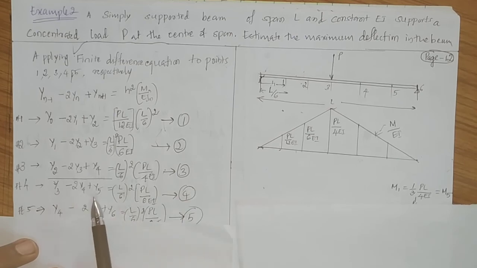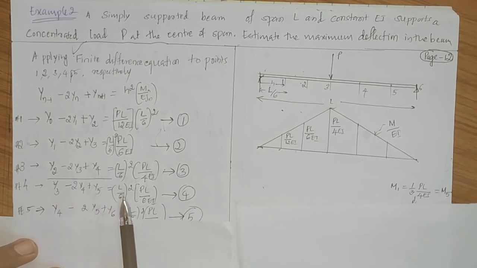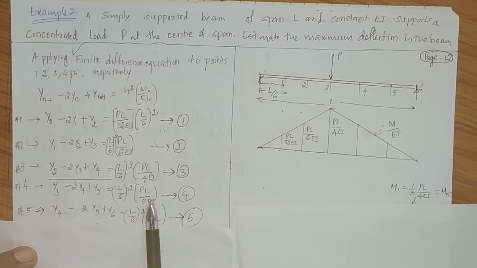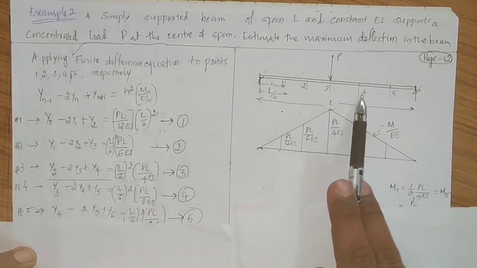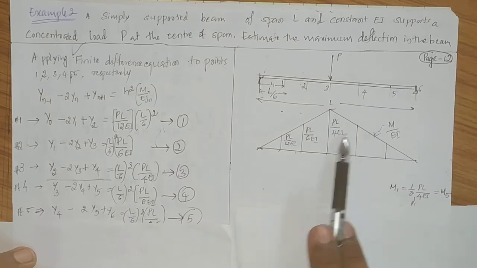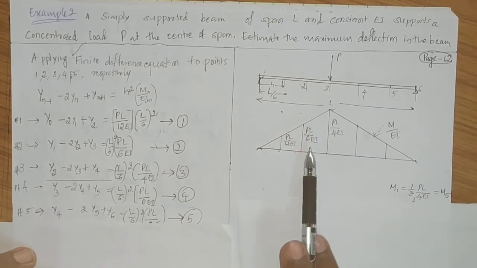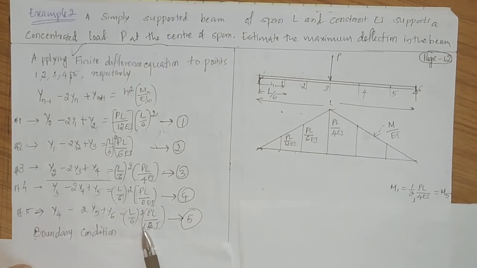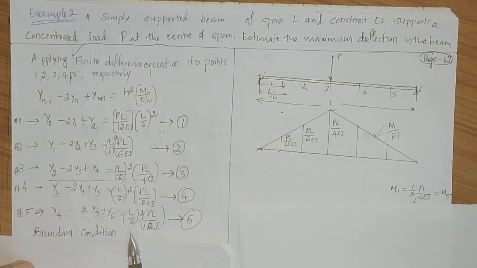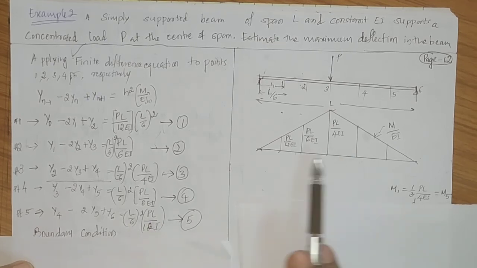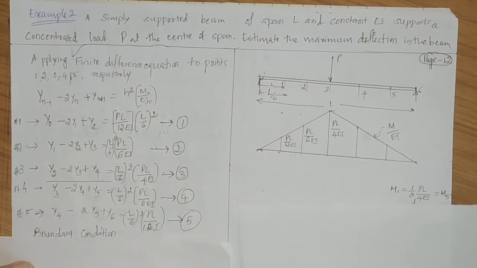y3 minus 2y4 plus y5 is equal to L by 6 the whole square into PL by 6 EI, whereas here the value of M4 is equal to M2, which is equal to PL by 6 EI. That's what has been substituted. Next at point number 5, y4 minus 2y5 plus y6 is equal to L by 6 the whole square, and this value is equal to PL by 12 EI.